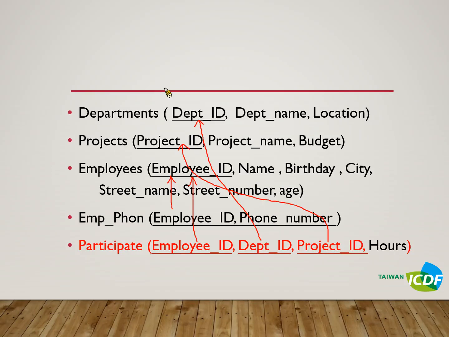And what exercise 2 emphasizes is the ternary relationship amongst three entity sets. So this ternary relationship can also be reflected in the generated relational schema. We can see the participant table contains three attributes, each of them associated with its corresponding table.